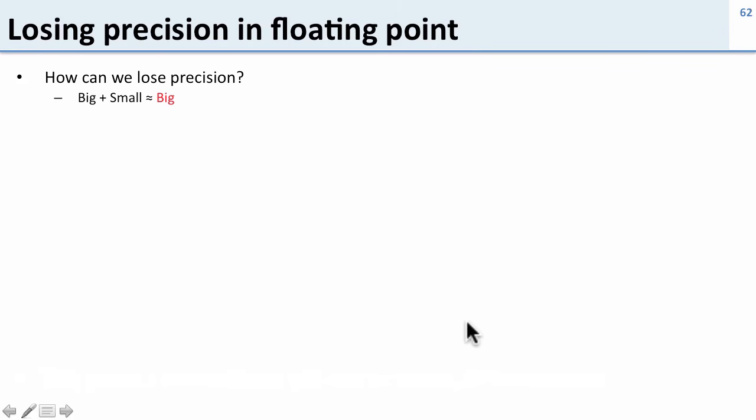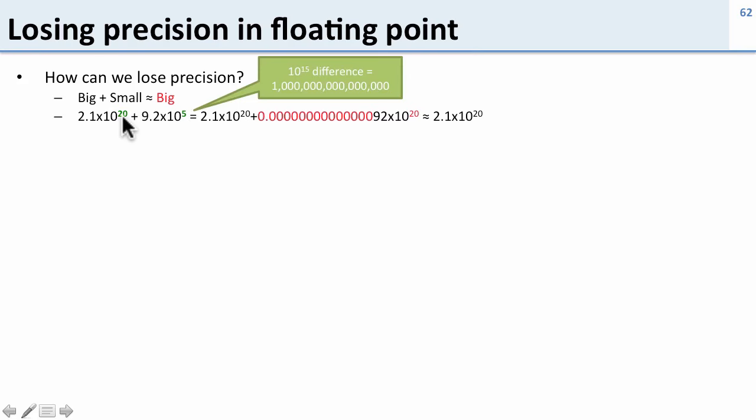Now how can we lose precision when we do this? So let's take a look at this. How can big plus small ever not equal big plus small? So in this case, if we have a big number and a small number, what we're going to see is that if we add the big number and the small number, it's about equal to the big number. Let's take a look. So we added 2.1 times 10 to the 20th, and now we're going to add it to 9.2 times 10 to the 5th. So this number is enormously bigger than this number. And in fact, this number is a 10 to the 15th difference, or a quadrillion times larger than that one.